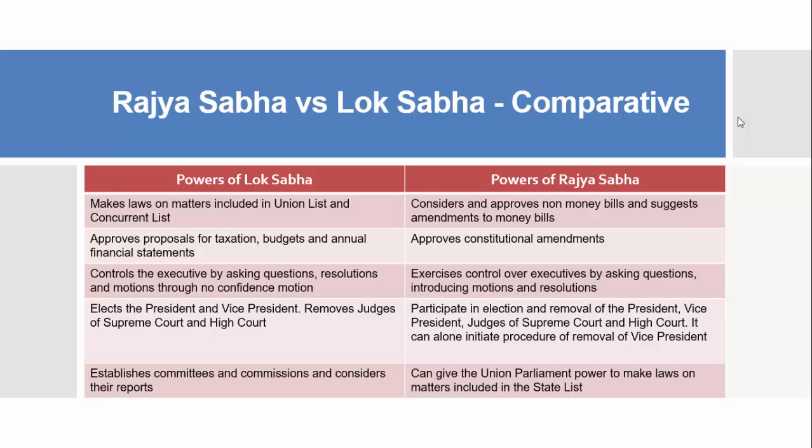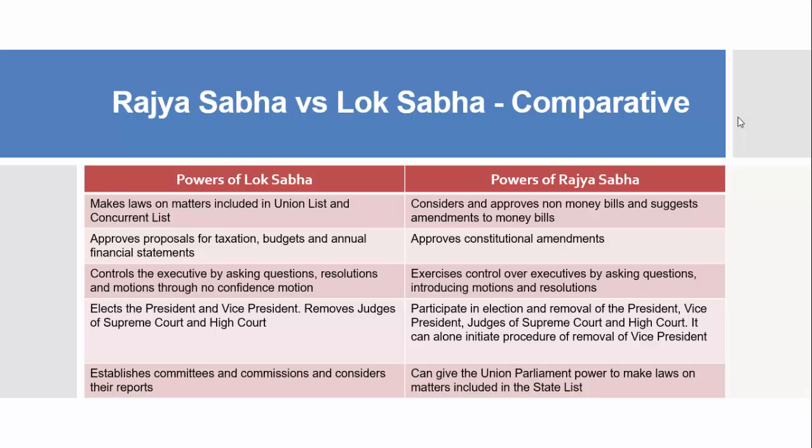Lok Sabha elects the President, Vice President, removes judges of Supreme Court and High Court. And in the same way Rajya Sabha participates in election and removal of President, Vice President, judges of Supreme Court and High Court. It can alone initiate procedure of removal of Vice President because Vice President is the ex officio chairman of Rajya Sabha. So this power rests only with the Rajya Sabha and not with the Lok Sabha.